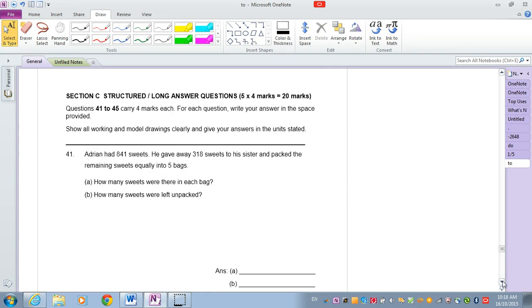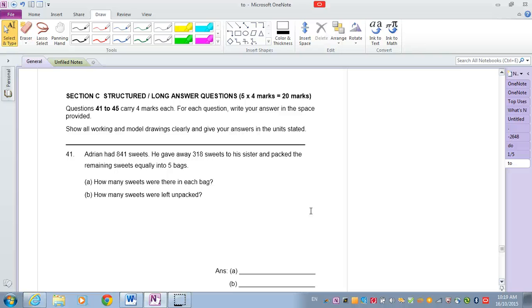Please be very clear that in section C, if you don't write your number sentences and only show your vertical working, marks will be deducted. So please make sure that you show your number sentences very clearly. Question number 41. Adrian had 841 sweets. He gave away 318 sweets to his sister and packed the remaining sweets equally into 5 bags. A. How many sweets were there in each bag? B. How many sweets were left unpacked?